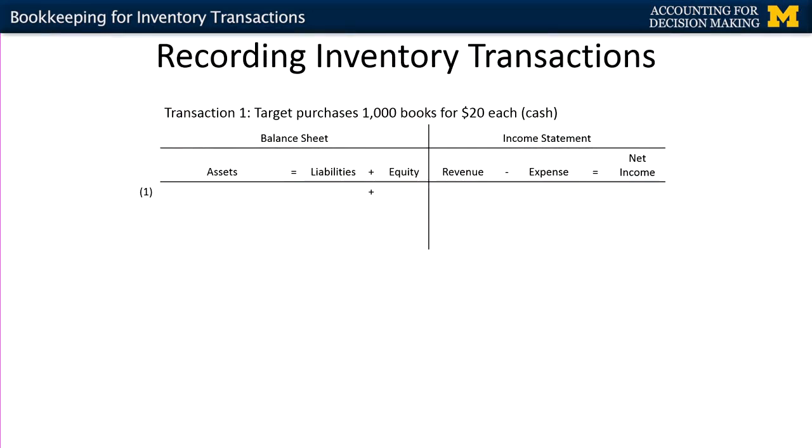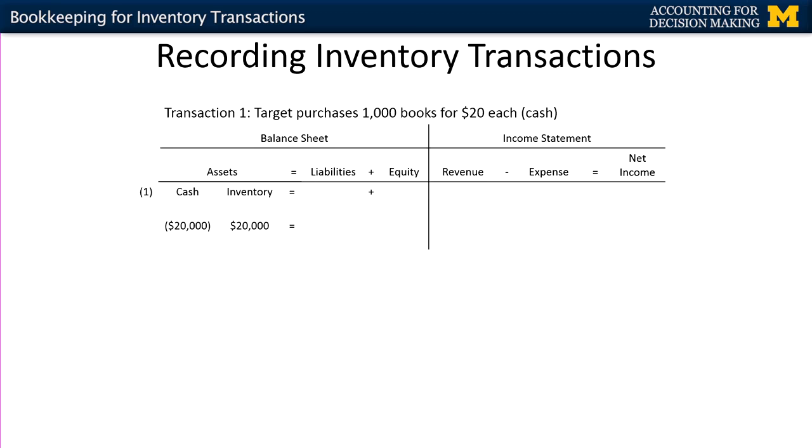It's easiest to do this with a simple example. Let's imagine that you're a company, I'll say Target, and you're purchasing books that you're going to sell in the future. You pay $20 for each book, and you buy 1,000 of those books. Well, what happens on your financial statements when you do this transaction?